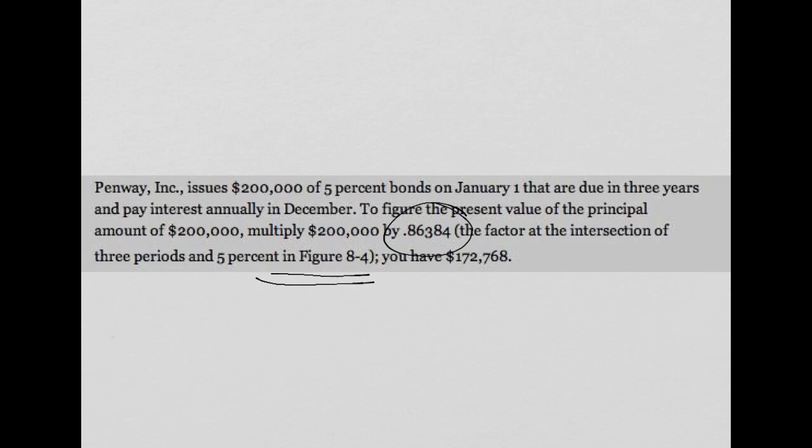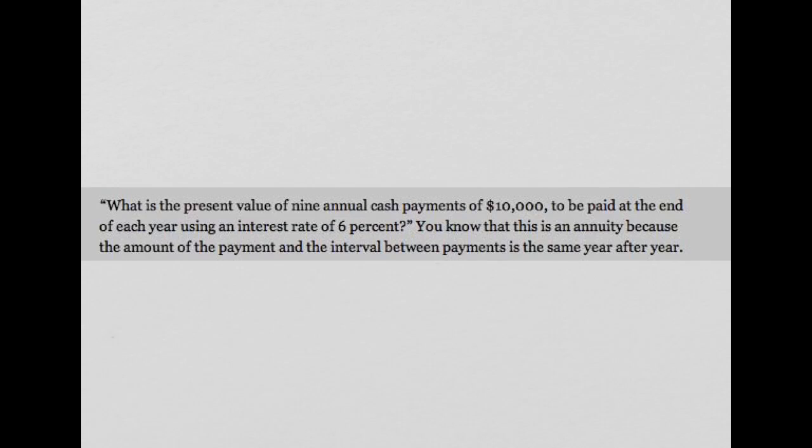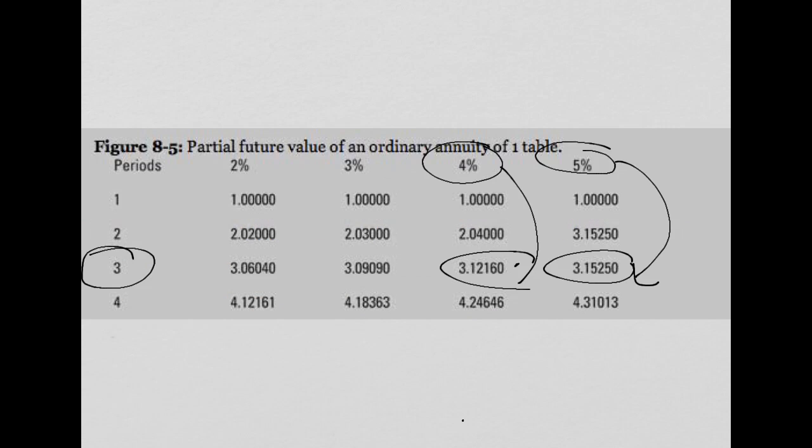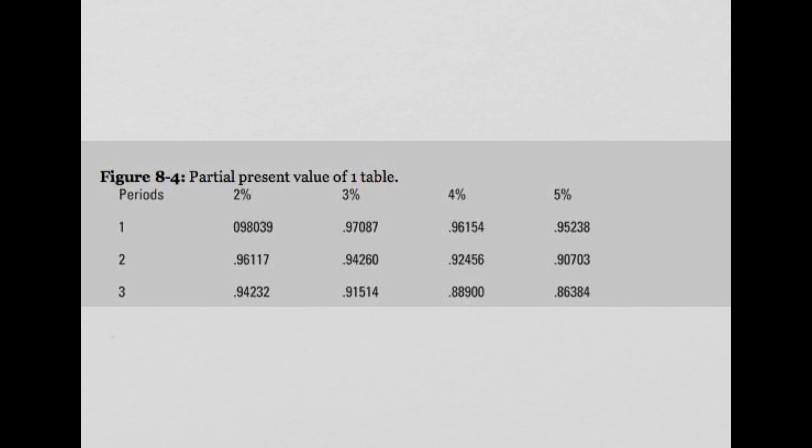This is the factor, so let's look for that number. I don't know if we have table 8.4 here, but we'll find out in a minute. There's 8.5. There's 8.4. So here we see this is the present value table. That's what we're trying to figure out.